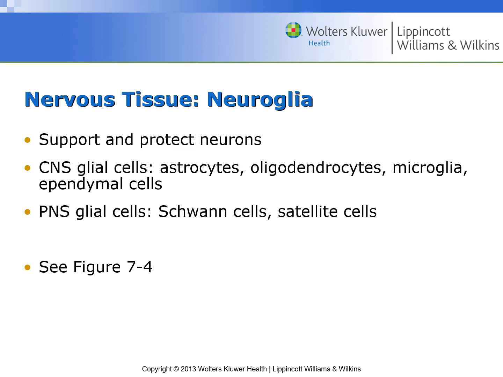Now let's discuss the neuroglia. The neuroglia support and protect the neurons. The central nervous system glial cells consist of the astrocytes, the oligodendrocytes, the microglia, and the epidermal cells. In the peripheral nervous system, the glial cells are representative of the Schwann cells and the satellite cells.